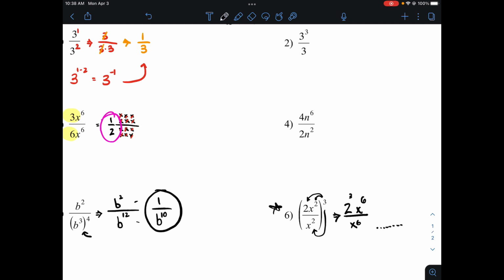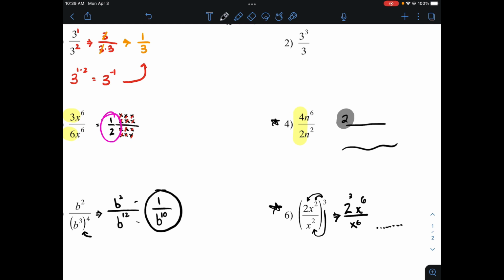And number 4 here, remember, we want to divide 4 and 2. And so that's going to be 2, and also think 6 n to the 6th over n squared. Try and finish that one up as well.